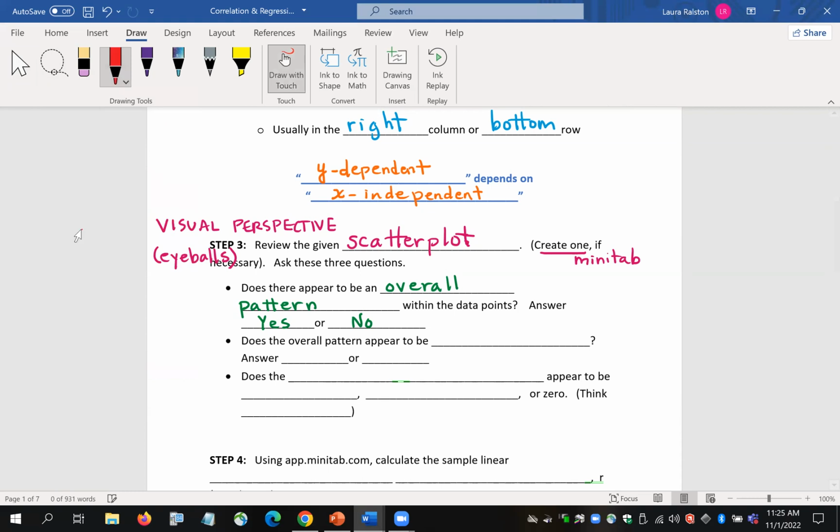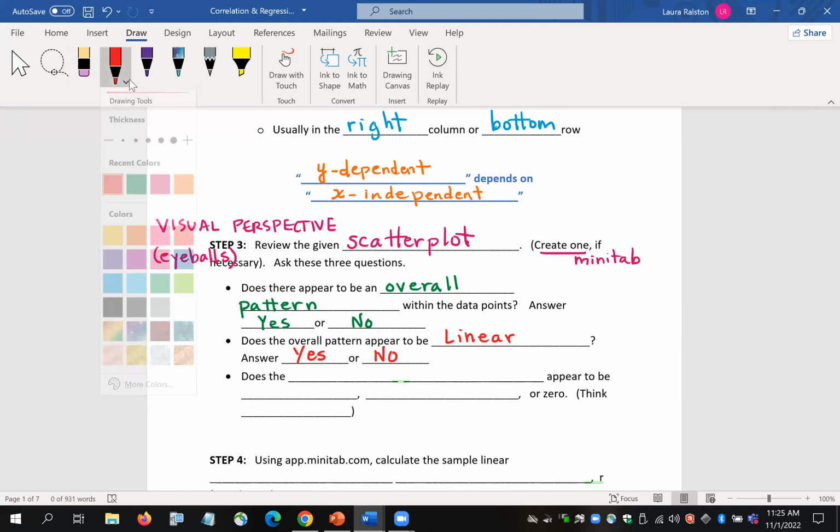Our next question is, does the overall pattern appear to be linear? Now we're asking this question because, again, we're only focused on linear. If we were considering any kind, we would say, what kind of pattern do we see? But we're looking for a linear pattern. And again, this is going to be yes, the pattern appears to be linear, or no, it does not appear to be linear.